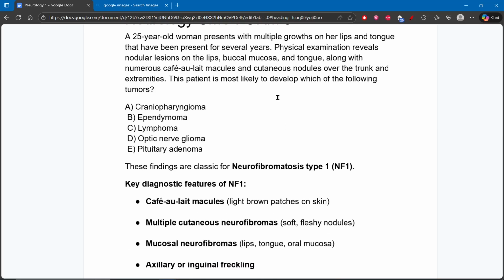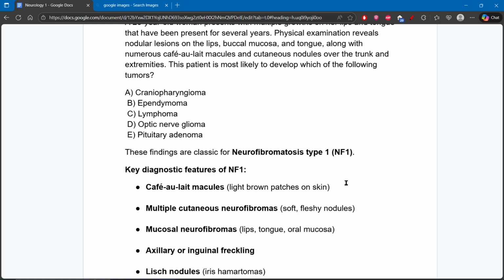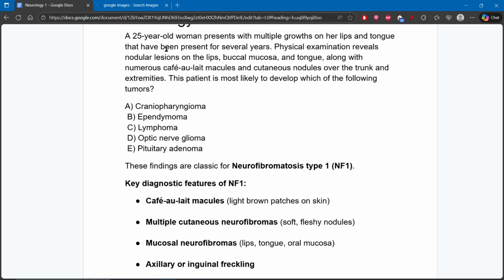So I sort of tried to keep it a bit simple for the first few questions. Basically, what the question is saying is that the woman is presenting with growths on her lip and tongue. So these are mucosal growths, right? Now, first we need to identify the condition that the woman is presenting with. So all of the findings that are present in the question, such as the mucosal growths, those growths are known as mucosal neurofibromas.